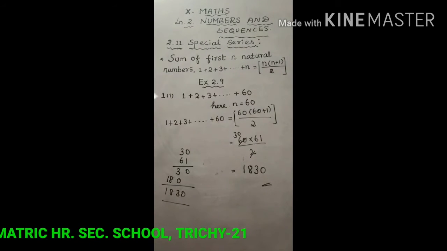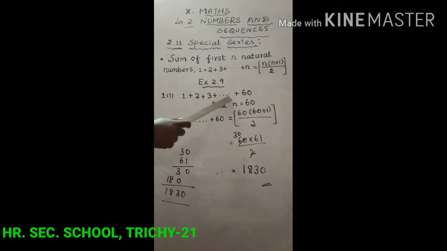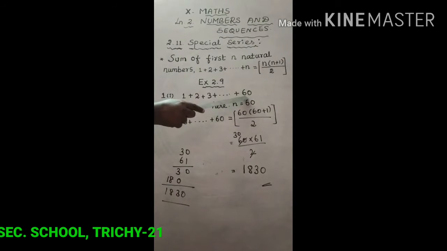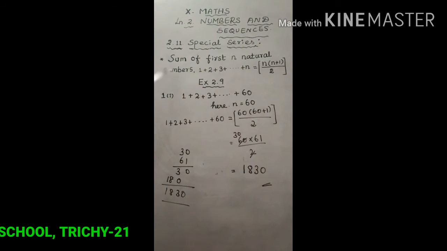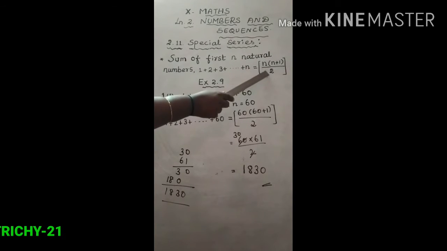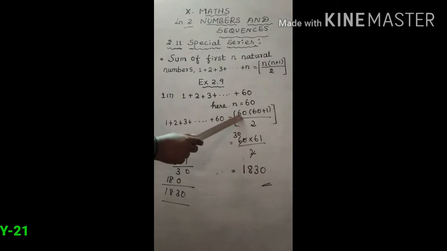Now I explain exercise 2.1. First sum. Find the sum of the series 1 plus 2 plus 3 plus up to 60. Here we consider the last term is n. So n is equal to 60. Using the formula, sum of first n natural numbers, n into n plus 1 divided by 2. So we substitute 60 here: 60 into 60 plus 1 divided by 2.